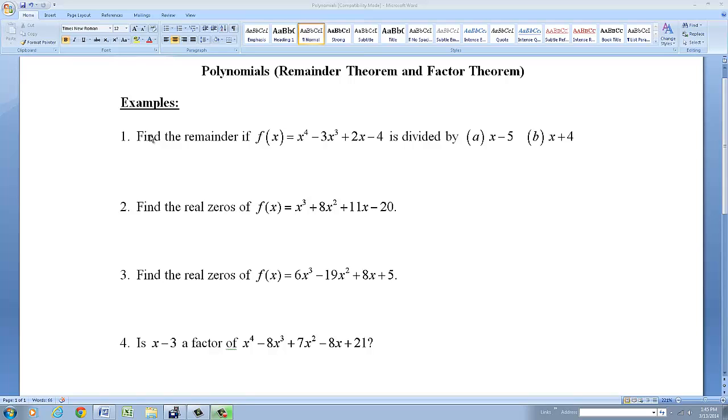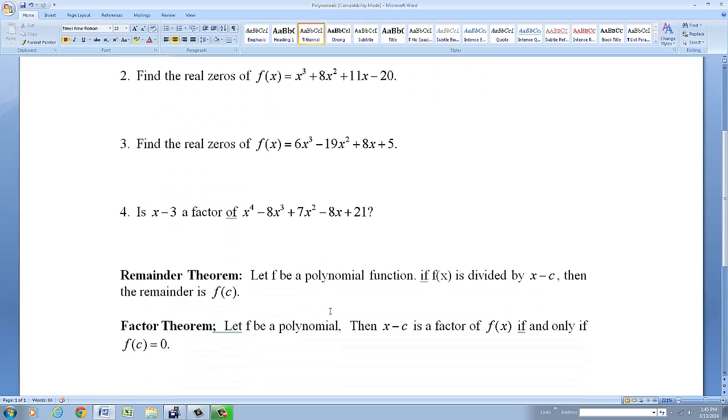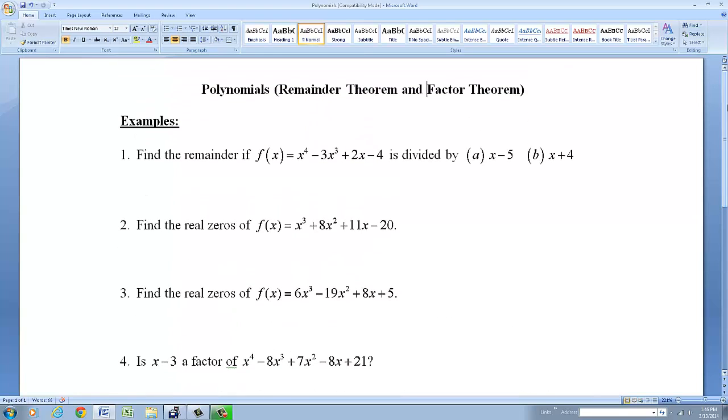Find the remainder if f of x is divided by two parts, a, x minus 5, and b, x plus 4. And it wants us to find the remainder. So what I'm going to do is look at the remainder theorem. The remainder theorem states if f is a polynomial function, if f of x is divided by x minus c, then the remainder is f of c. So that basically tells me that if I want to know the remainder when polynomial f of x is divided by x minus 5, so this would be x minus c, the 5 would be c.